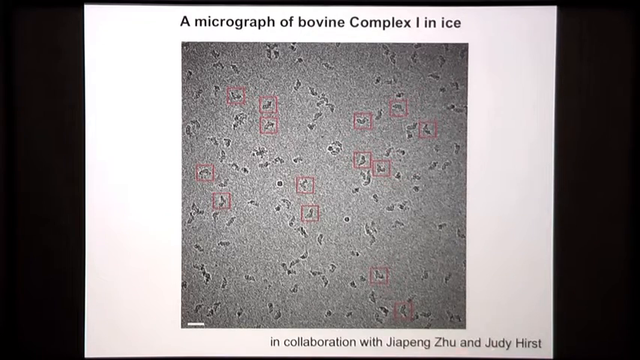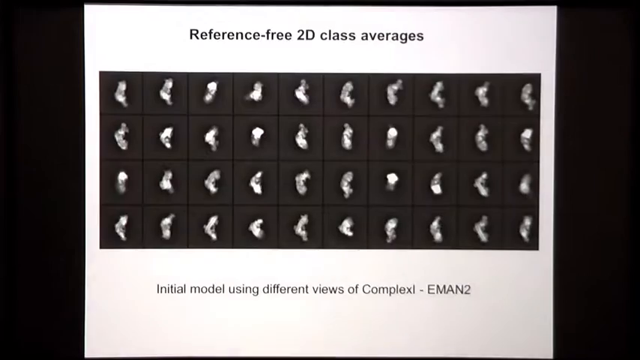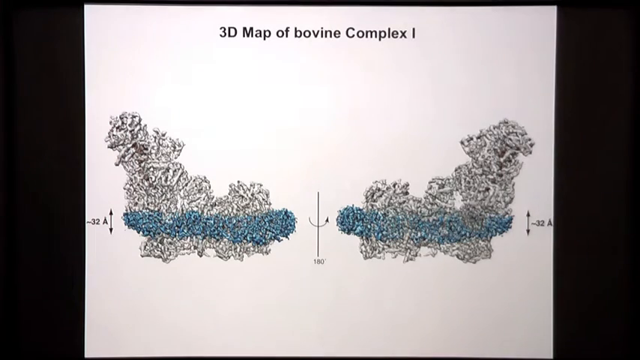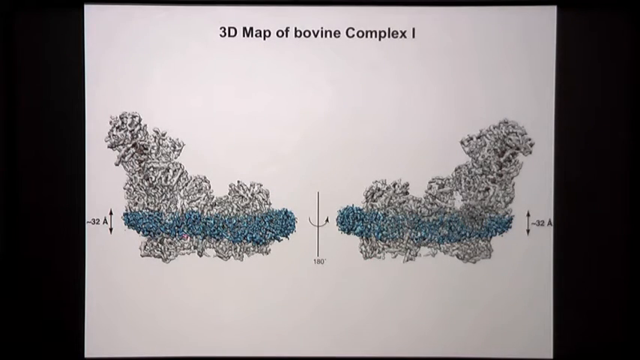This is in collaboration with Jiapeng and Judy at the MBU. You see the 2D class averages with different views, and these were used to generate an initial model with EMAN2. Then you get a map at about 5 angstrom, which shows 3 different things: the blue is the detergent lipid micelle around the transmembrane region, the brown is the iron sulfur cluster, and you have the protein molecule in gray.